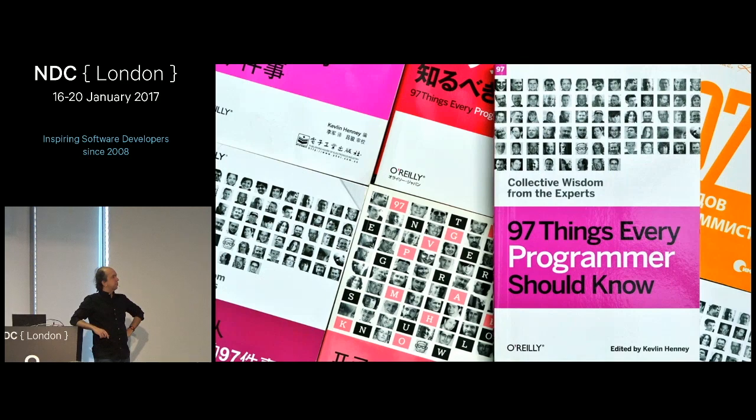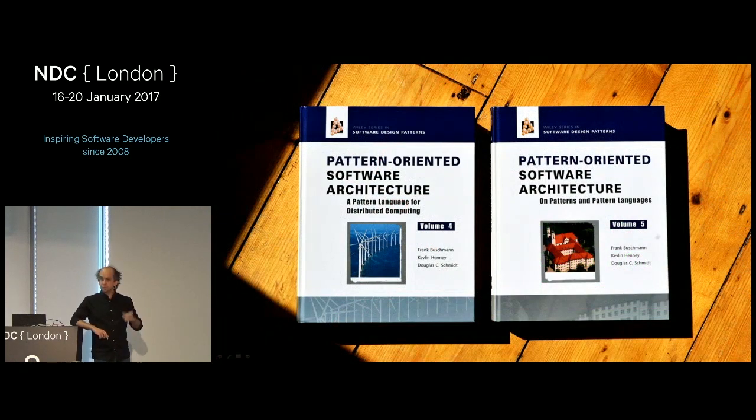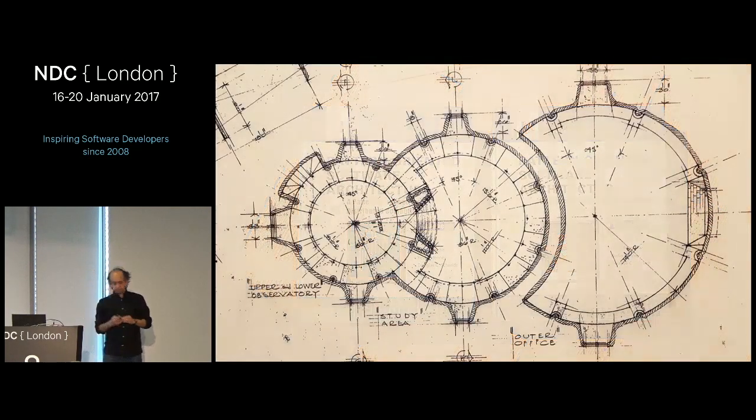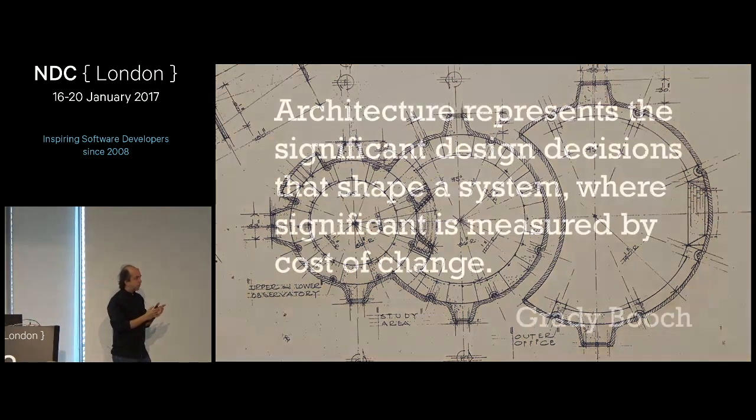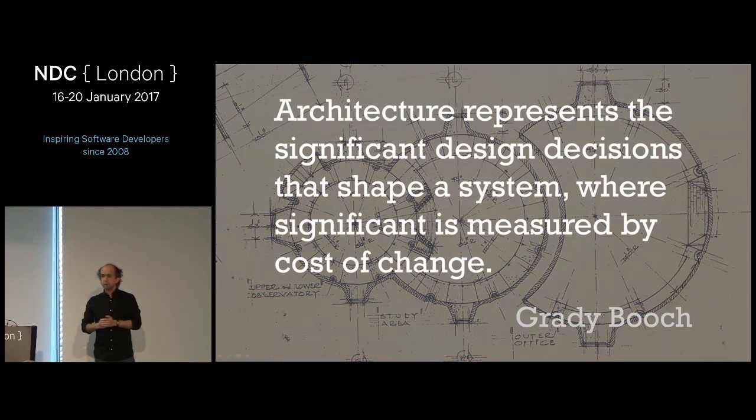Code, architecture. Architecture, good. Let's talk about architecture. So there are a number of different definitions floating around. The one that I generally find the most effective, the most useful, the most constructive is this one from Grady Booch. Architecture represents the significant design decisions that shape a system, where significant is measured by cost of change.